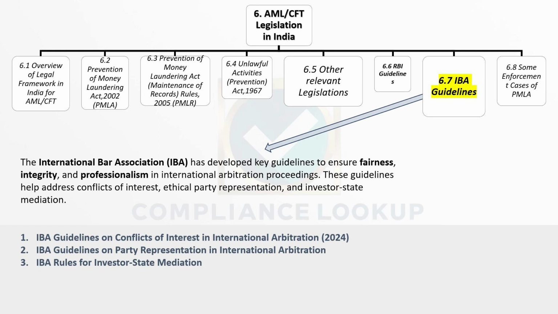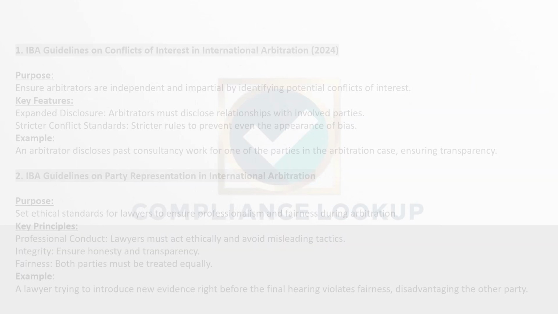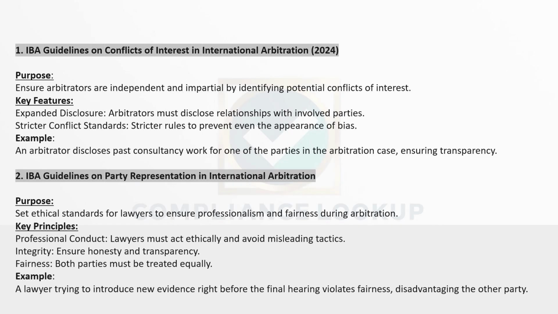1. IBA Guidelines on Conflicts of Interest in International Arbitration 2024. These guidelines help identify and resolve conflicts of interest that arbitrators might have in international arbitration. The main goal is to ensure that arbitrators are impartial and independent to maintain fairness in the process. Key points first.